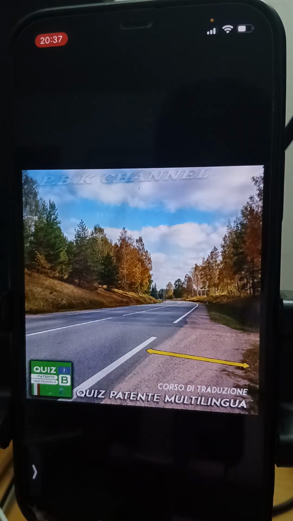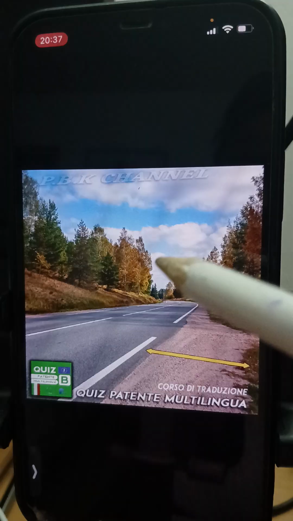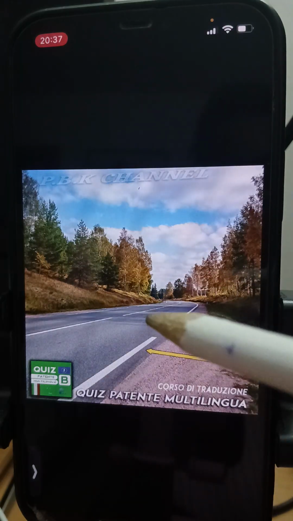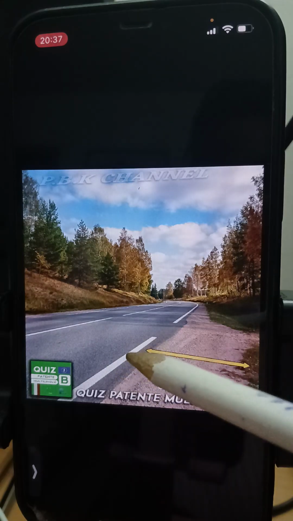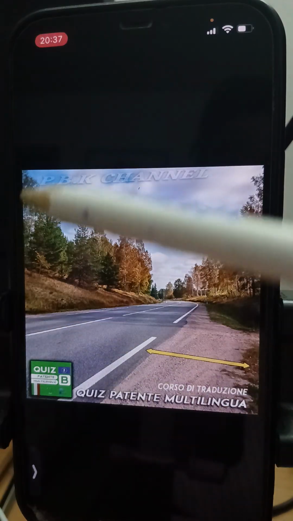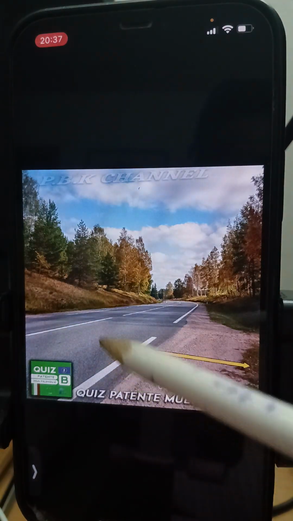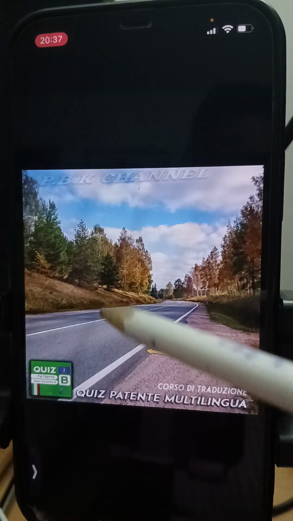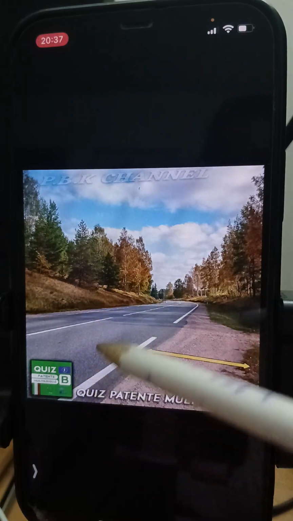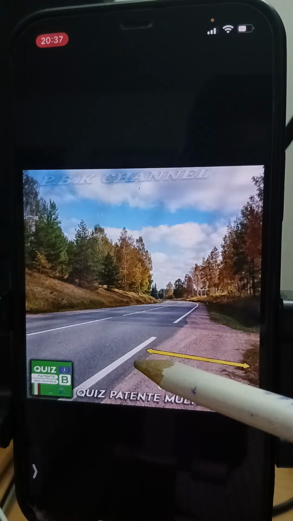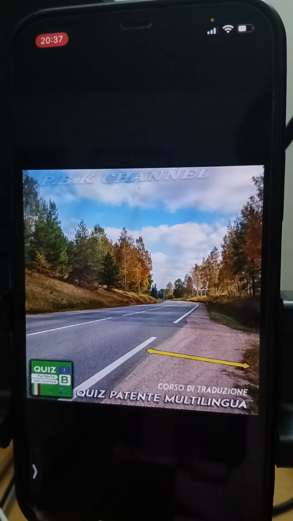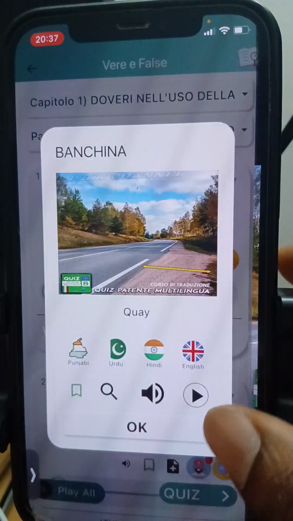Don't get me wrong. It is part of strada, but it is what? Outside the carreggiata. The carreggiata starts counting from here, from the first white line to the end white line on the other side of the road. Anything inside here you count as part of the carriageway. Anything outside this white line by the edge is fuori della carreggiata. Alright?